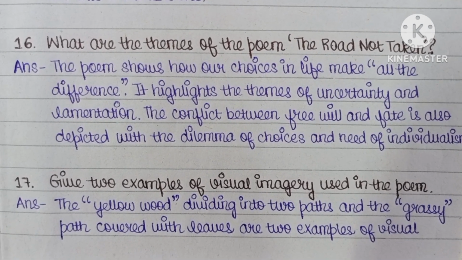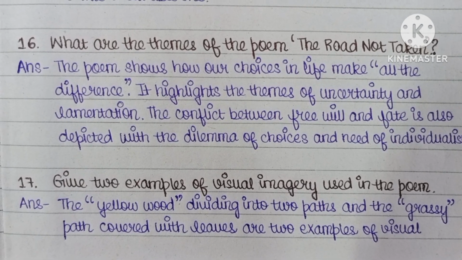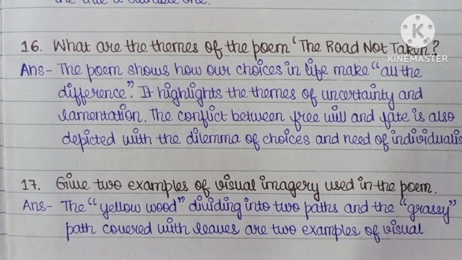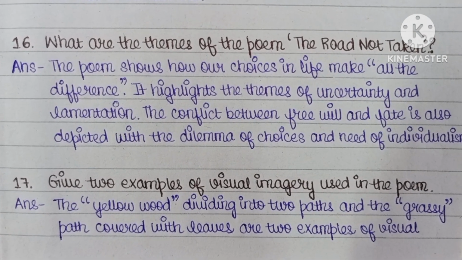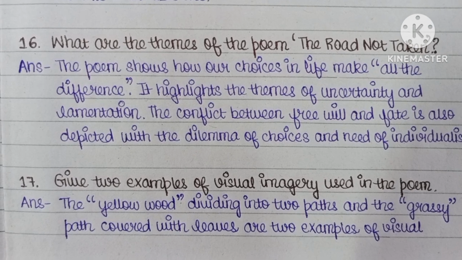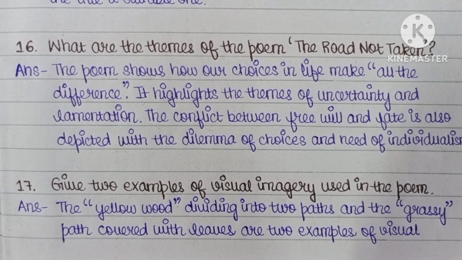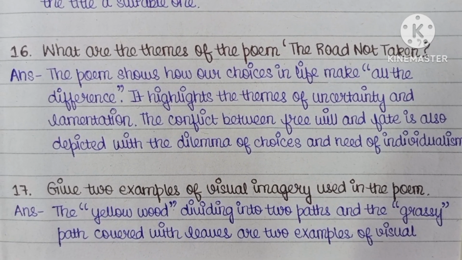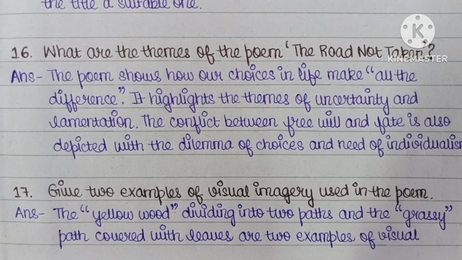17. Give two examples of visual imagery used in the poem. You have many types of imageries. You have auditory imagery, visual imagery. This poem is ripe with visual imagery because you can visualize the words. You can visualize what has been written. So you have to give two examples where you can visualize in the poem.